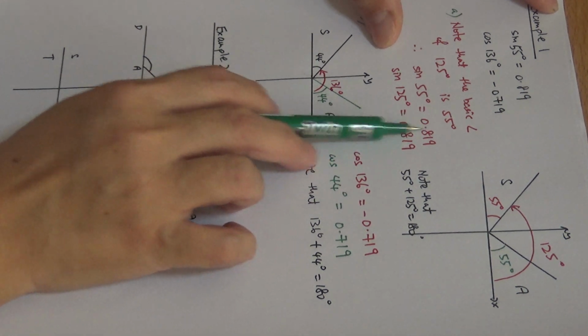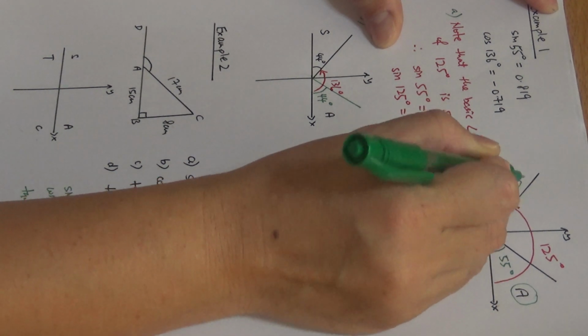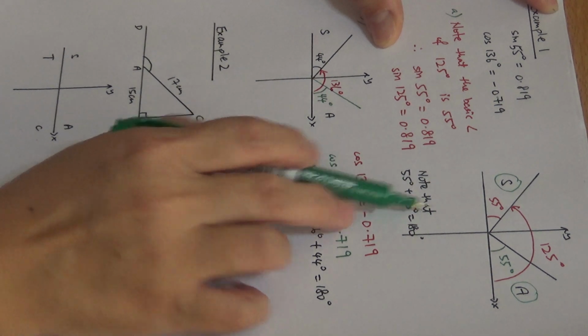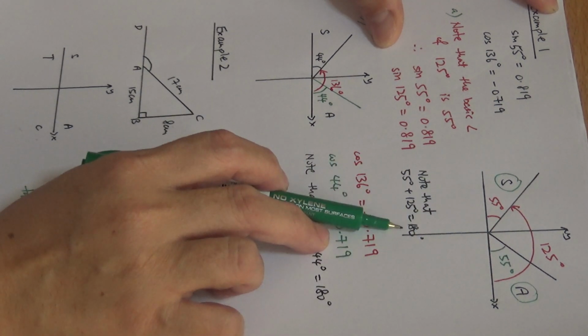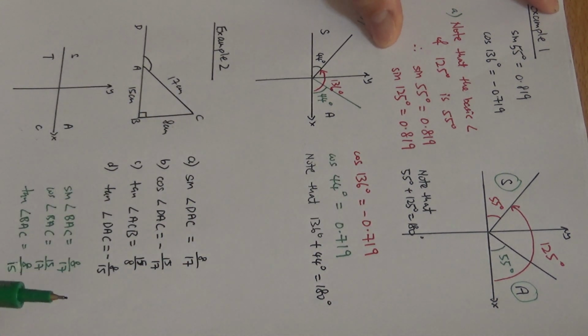Okay, the numerical value is the same. This side is all positive, this side is sine positive, therefore sine of an obtuse angle is still positive. Now note that these two angles add up to 180 degrees. Alright, now feel free to pause the video if you need to recap certain concepts.